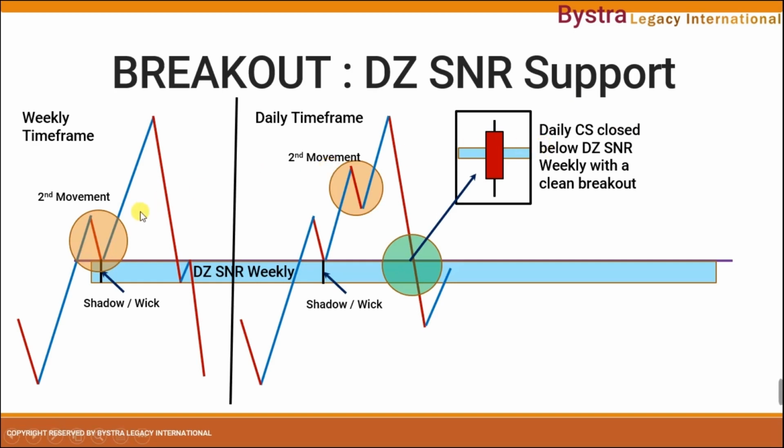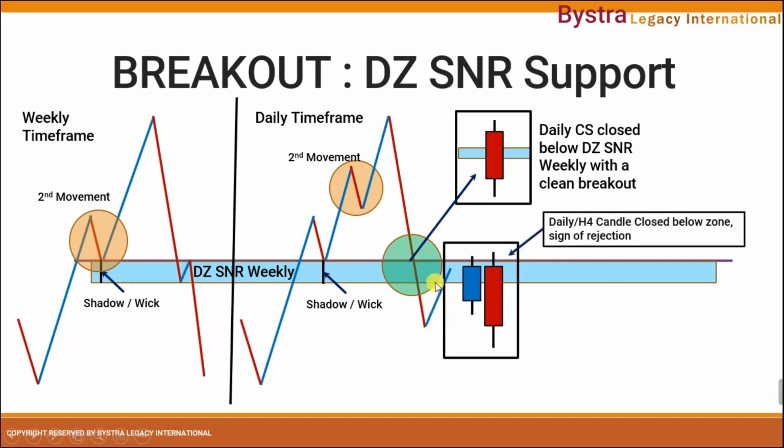Okay, so we mark our danger zone SNR at the second movement, which is called the support at the weekly time frame. So in the daily time frame, this is how we can see it, that the daily candlestick broke with one Marubozu below the area. So once it broke this support, it will come back to test it as a new resistance. Therefore, the price will come back into this zone.